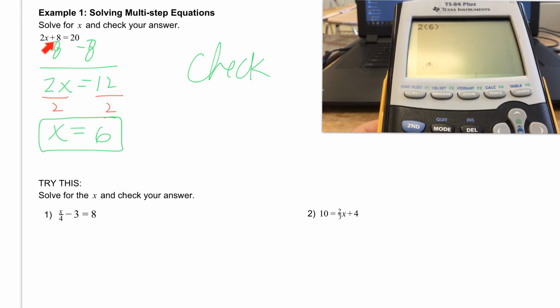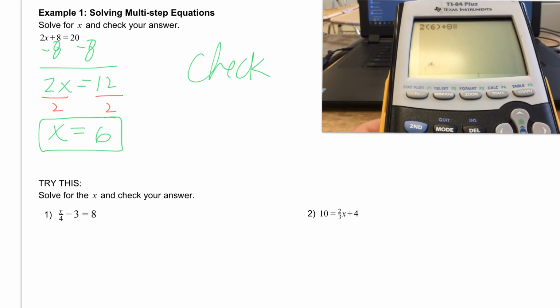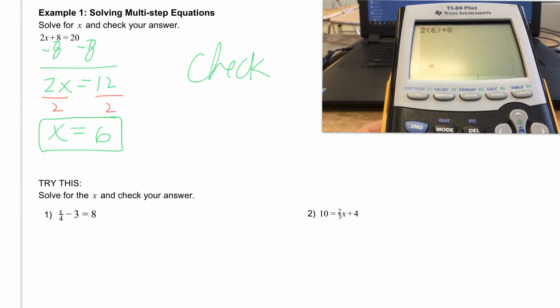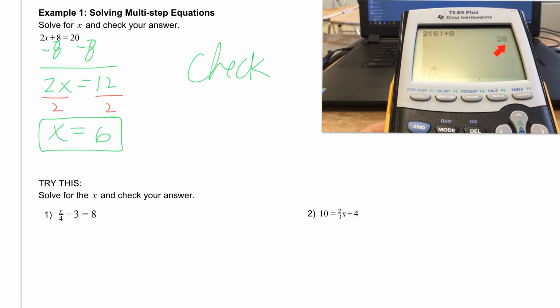And then the rest of my problem says to add 8. So in my calculator, I also need to add 8. So this should look the same as it does over here. So 2x plus 8, and instead of the x, we replaced it with 6. Then if I hit enter, I get 20. And 20 is what I want. 20 is what I have over here on the right.